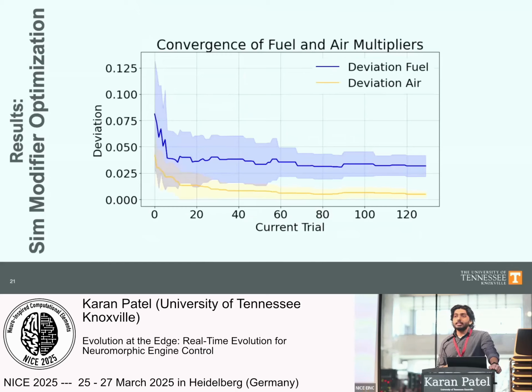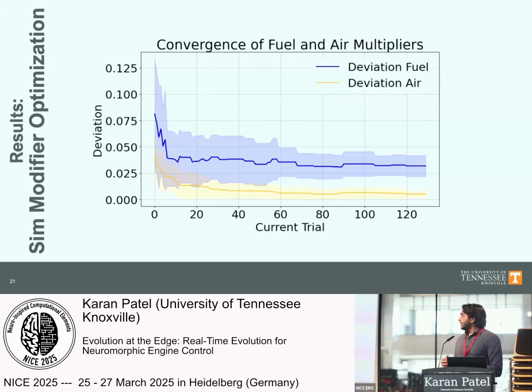Lastly, we have the results for the sim modifier. Note that we didn't have access to the physical engine for these results, so we had to rely on the engine simulator that I mentioned earlier. Our goal was to complete this optimization process within 5 minutes to provide regular updates to the simulator during training, with these sets of results taking approximately 0.4 seconds.